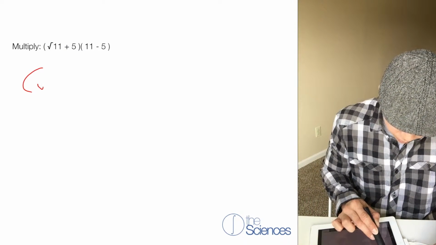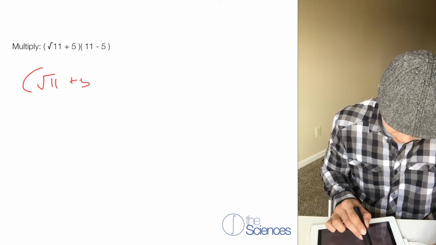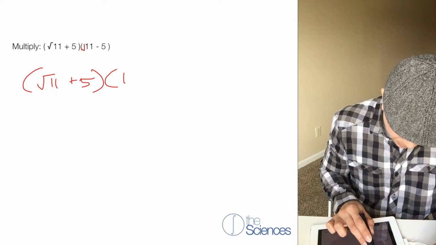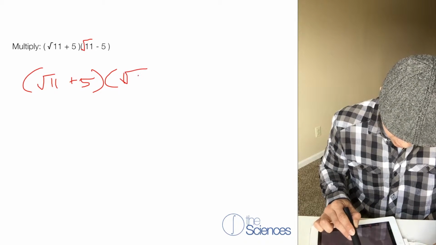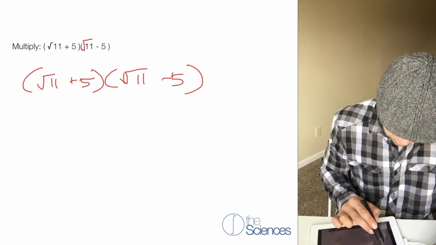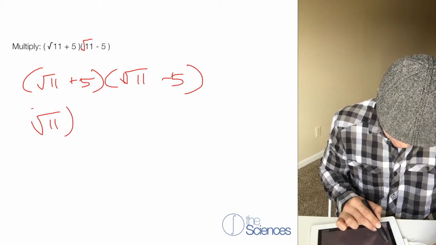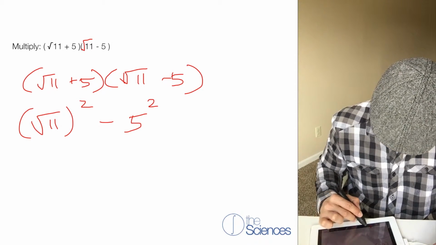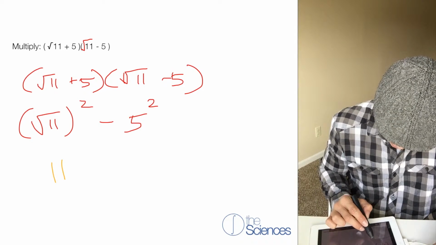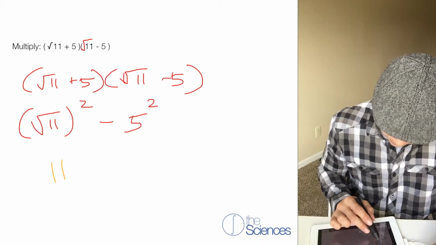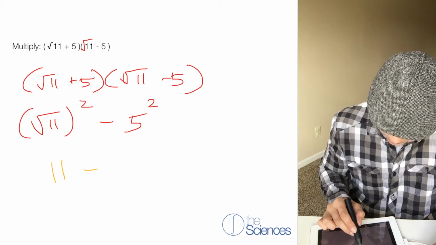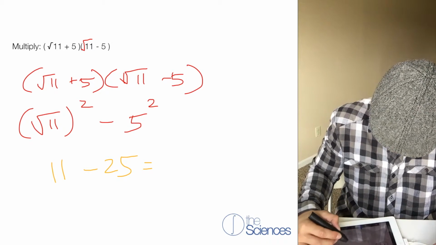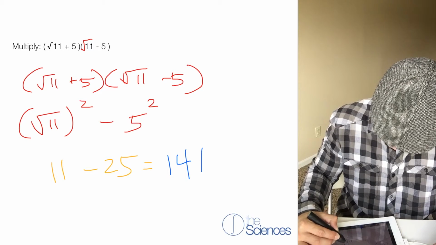Here we have the square root of 11 plus 5 times the square root of 11 minus 5. So all that is the square root of 11 squared minus 5 squared. So this gives us 11. The square root of 11 squared is 11, minus 5 squared is 25, which gives us negative 14.